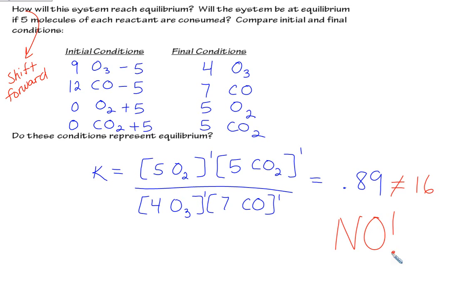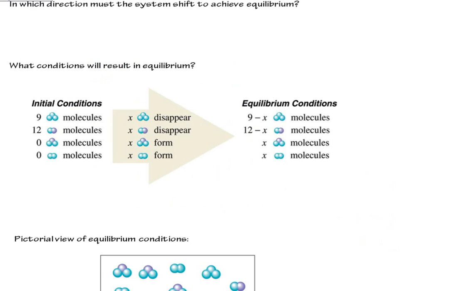Okay, so now let's see what we can do here. We want to figure out how much we have to change in order to get to equilibrium. We want to get to a point where we plug the numbers into this equilibrium expression, and we get 16. Then we know that the final conditions are at equilibrium. The value of the equilibrium constant is confirmed. Okay, so what do we need to do to reach equilibrium? Because that 5 was not equilibrium. Well, think about this. K equals products over reactants.